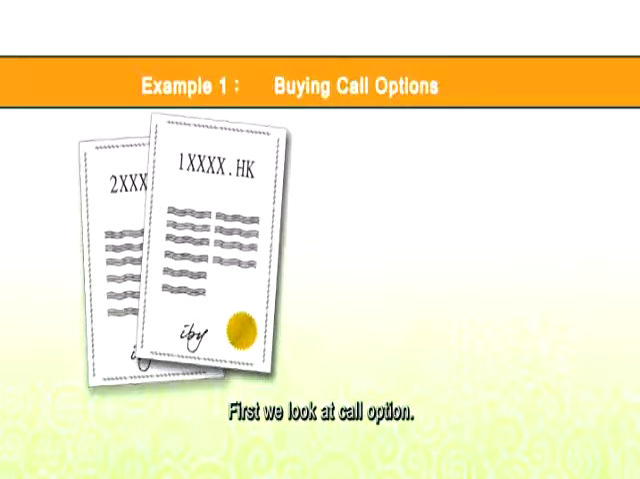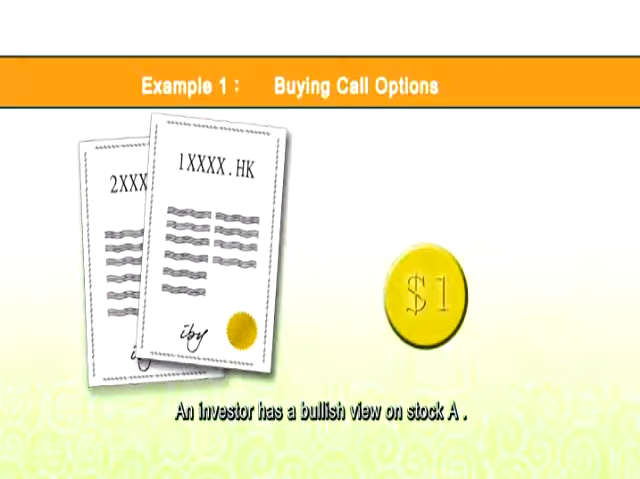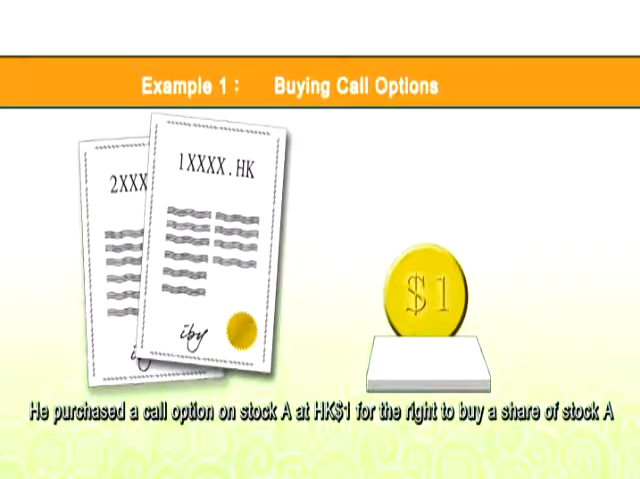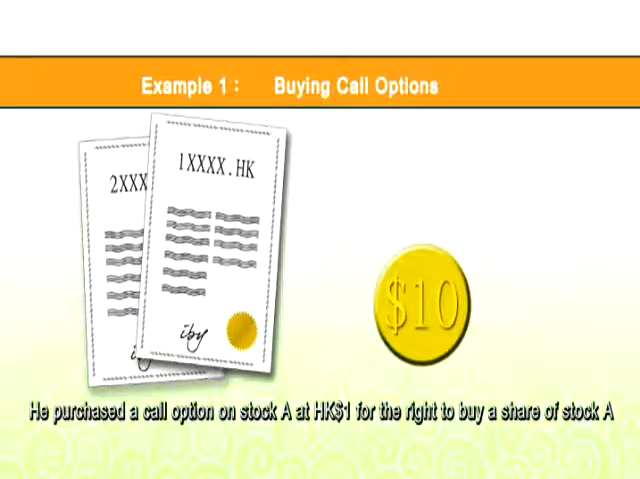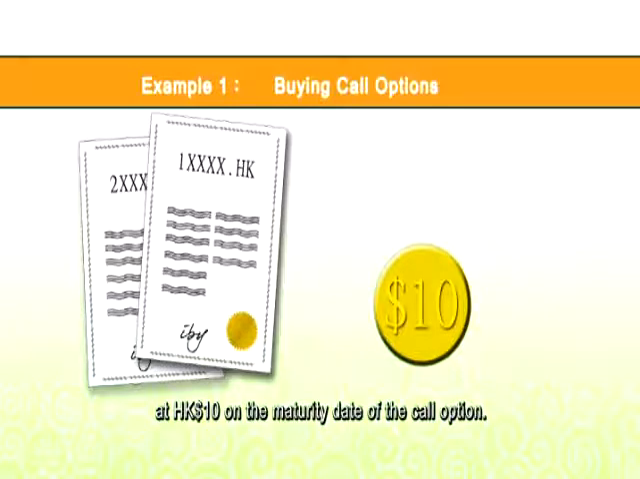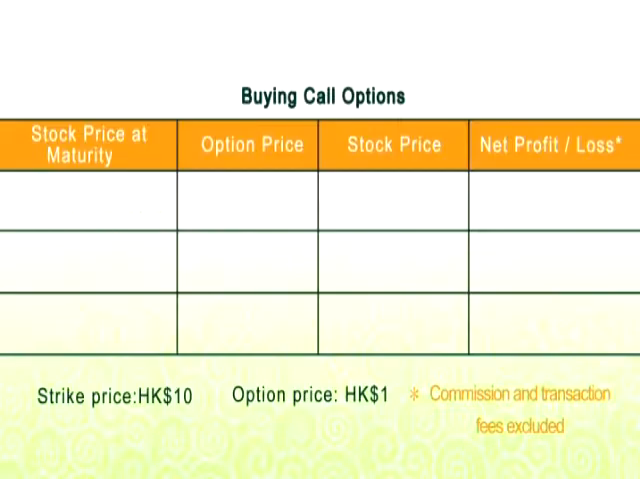First, we look at call option. An investor has a bullish view on stock A. He purchased a call option on stock A at 1 Hong Kong dollar for the right to buy a share of stock A at 10 Hong Kong dollars on the maturity date of the call option. Let us look at the profit or loss to the investor on the maturity date.